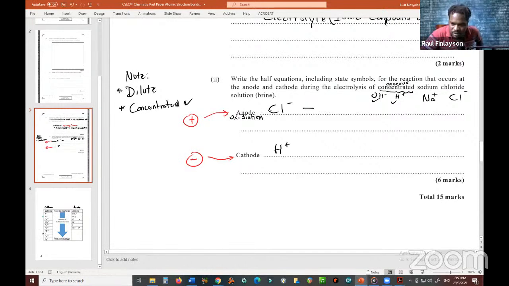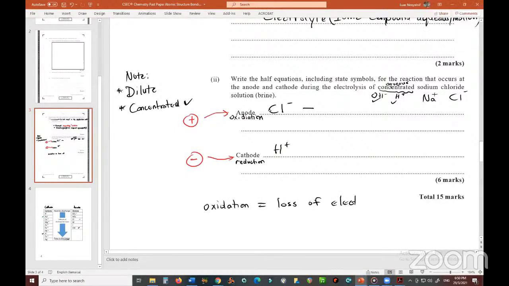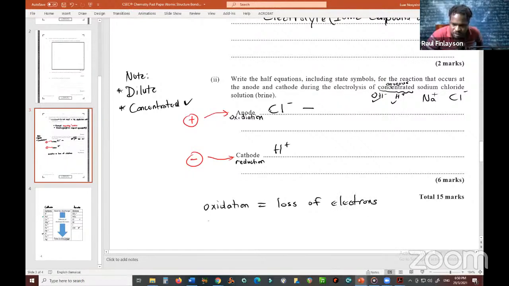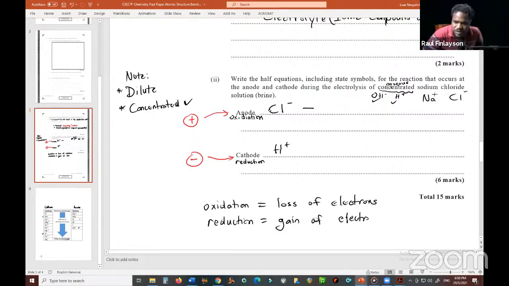All right. Cathode, the opposite of oxidation, is reduction. Next thing, oxidation is the loss of electrons. That's by definition, for any element or substance. And then reduction is what? Reduction is the opposite of loss, which is gain of electrons. That's it. Once you know this, we can finish this.